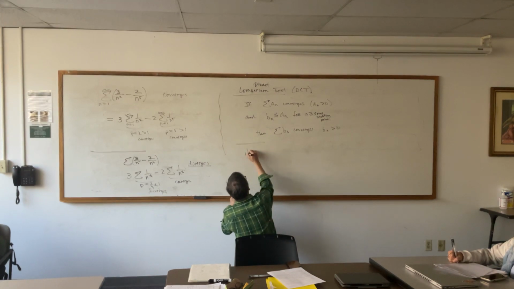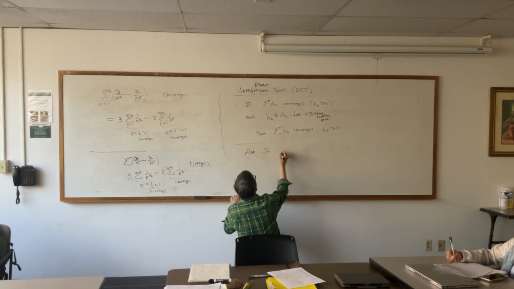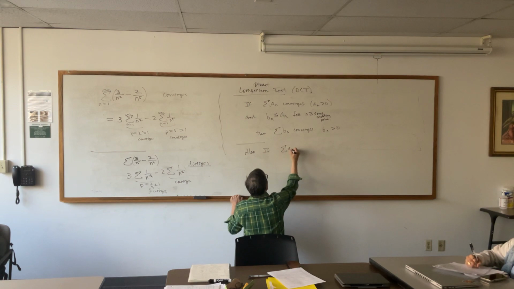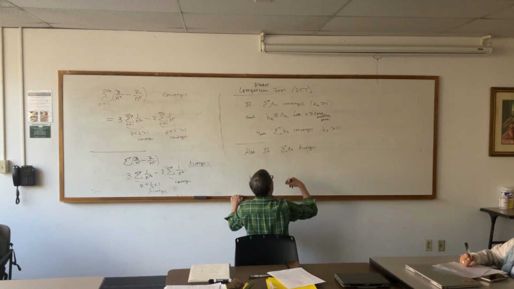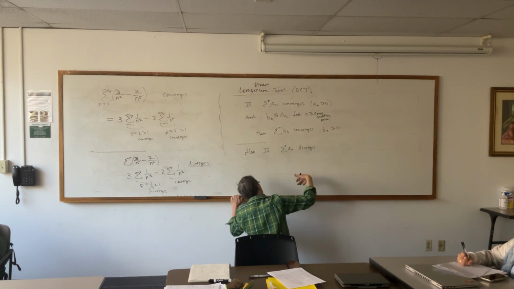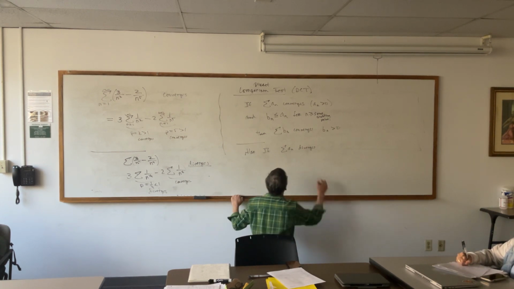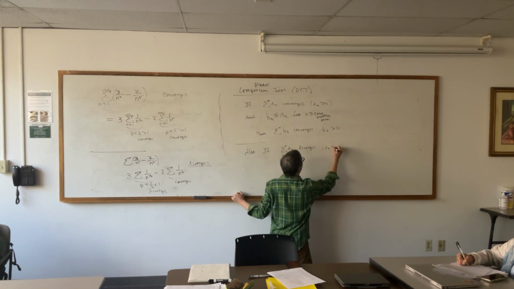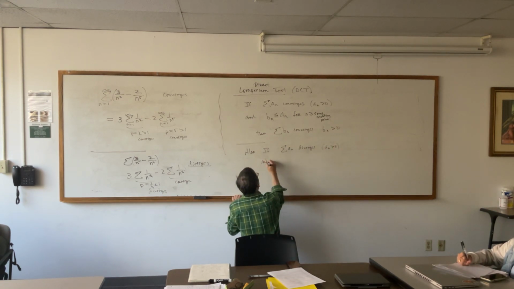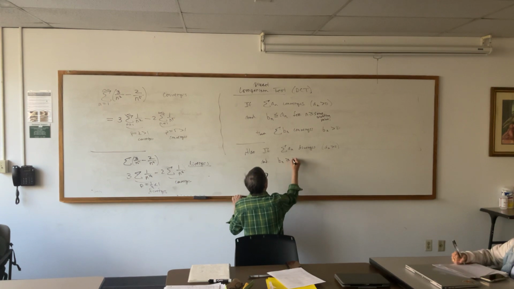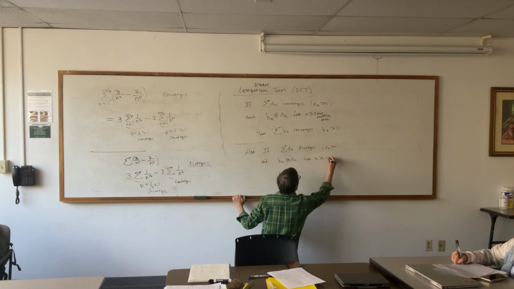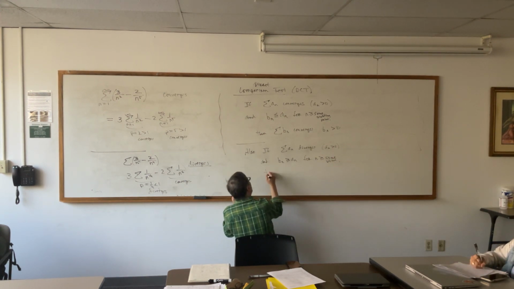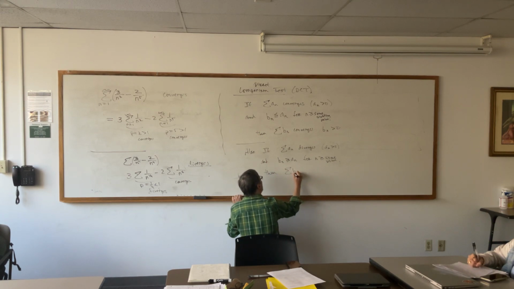And then also, if A sub n diverges, so if this thing is blowing up and I have something on top of it, that thing also blows up. So if A sub n diverges, let's say everything's positive, and B sub n is greater than or equal to A sub n for n past some point, then the other series diverges.